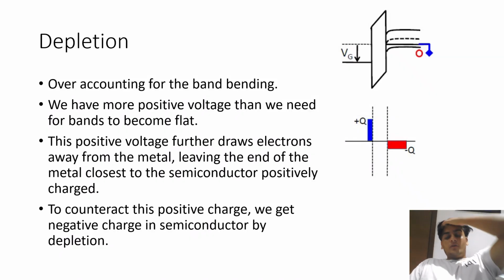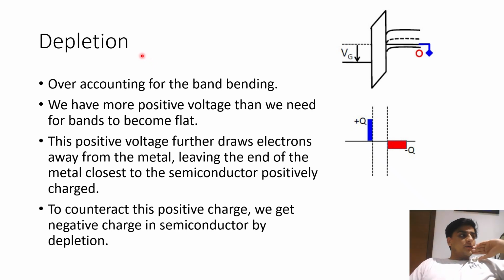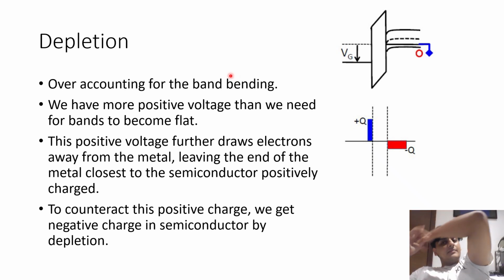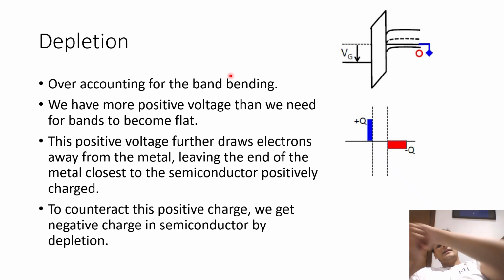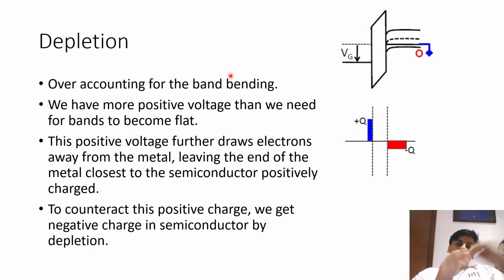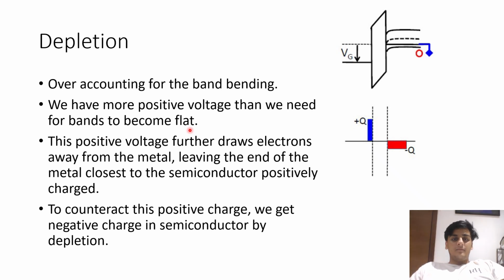Cool. The next thing I want to talk about is depletion, which is the opposite of accumulation in the sense that this time you're over accounting for band bending. You have given a positive gate voltage that is even more positive than the flat band voltage, which means that now you are essentially bending the bands in the opposite direction. So we have more positive voltage than we need for the bands to become flat.